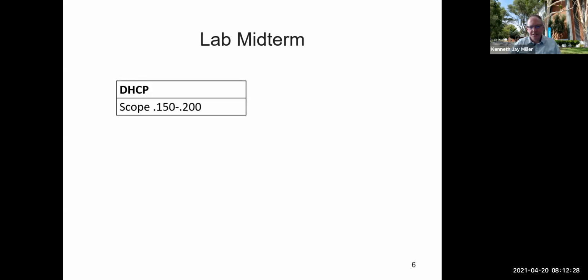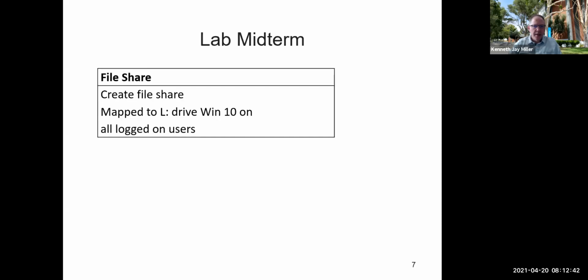And then the DHCP, if you had that set up and it was working on the client, you were supposed to hand out the scope of .150 to .200. Okay. And then you got to create the file share and then map it to the L drive for all the Windows 10 logged on users.